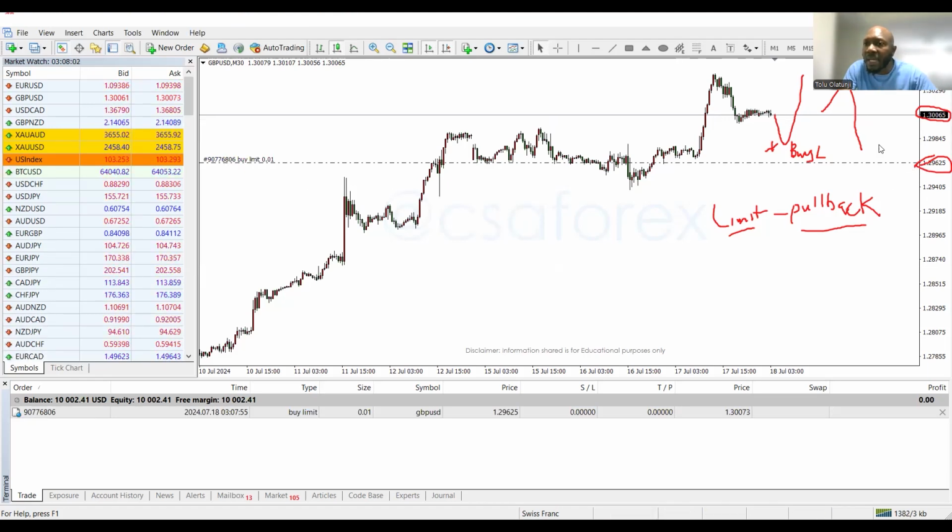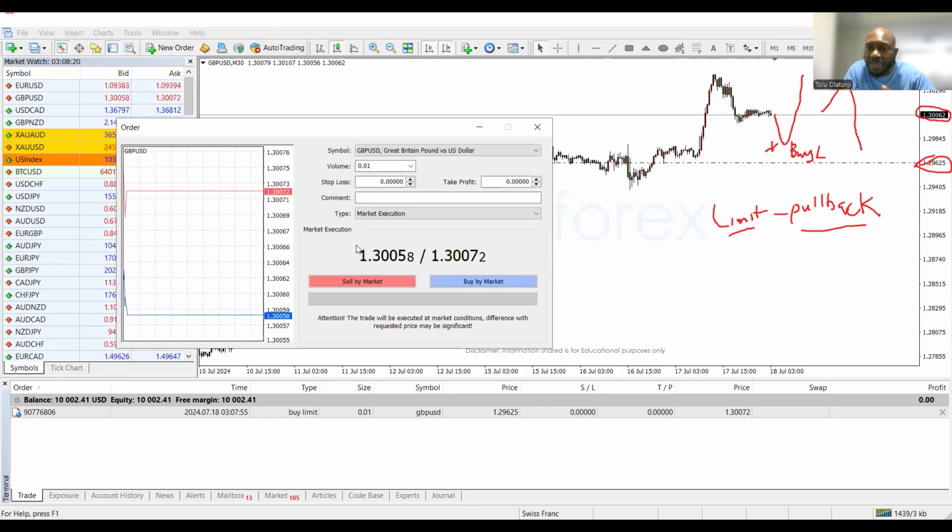The same thing applies when you want to sell using a pending order for limit, meaning that it has to pull back or retrace in this manner, pull back and then retrace and then drop in this manner. So let's assume 1.30290 is what we want to use to sell. Don't forget, sell limit, limit for pullback, limit for retracement.